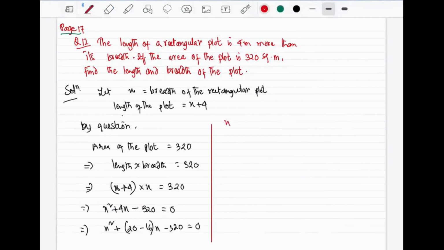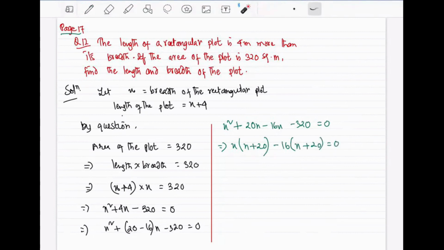So open the bracket, x square plus 20x minus 16x minus 320 is equal to 0. Take common factor: x into x plus 20, minus 16 into x plus 20 is equal to 0. 16 and x is 16x, 16 and 20 is 320, okay? Because there is a minus sign here, when you take the minus sign outside the bracket, this minus sign is changed into plus. Nothing complicated. The x plus 20 is common in both terms. So x plus 20, take it out. So x minus 16 is here, equal to 0.